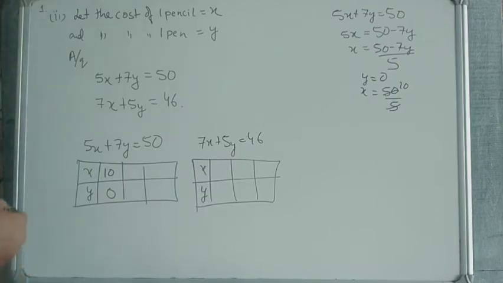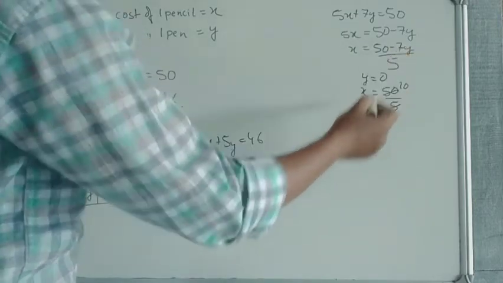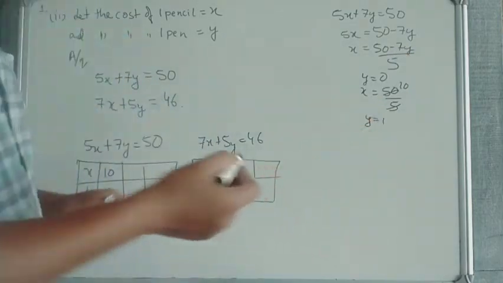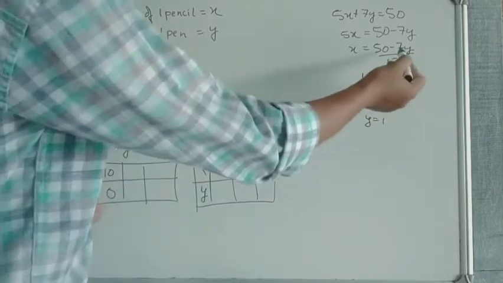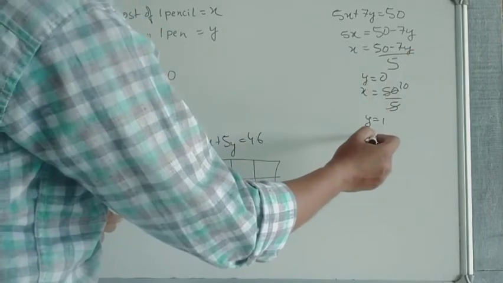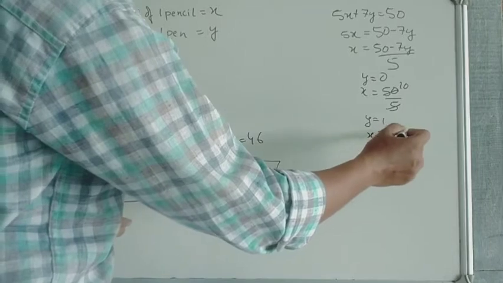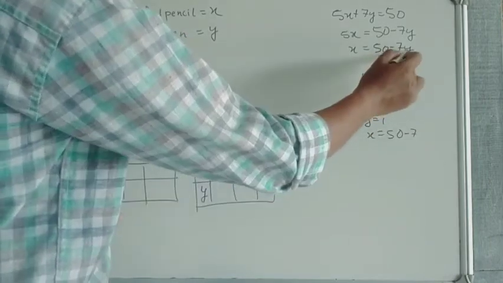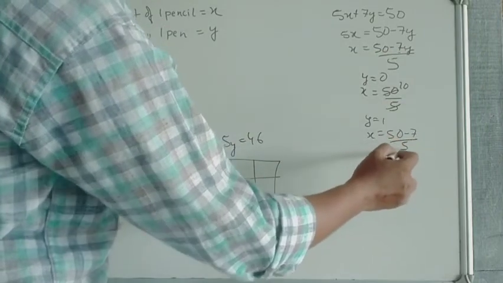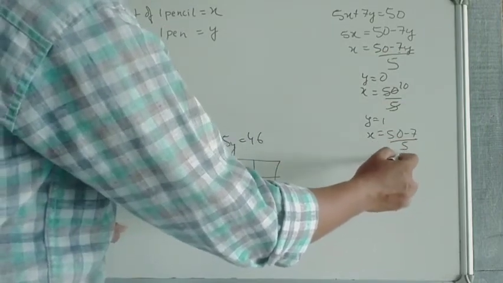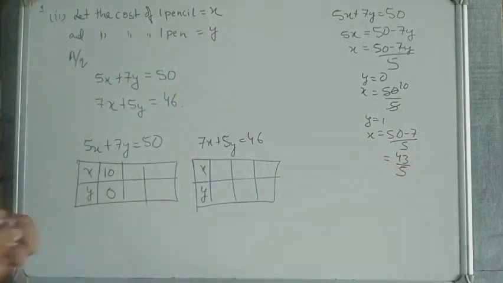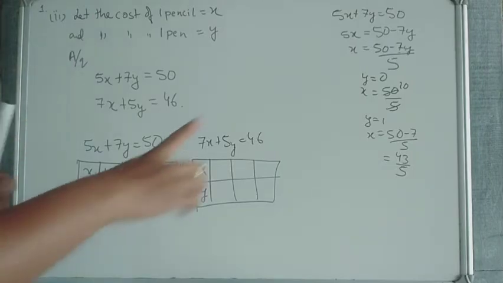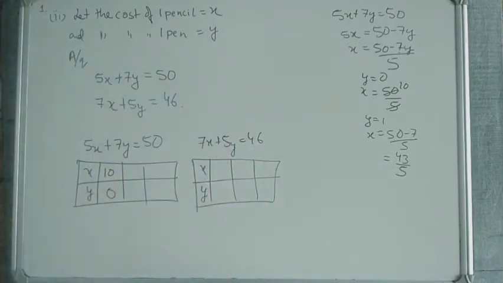Now the second value. If I say y is equal to 1, then x will be equal to 50 minus 7 into 1, that is 7 by 5, which gives me 43 by 5. Now 43 by 5 is very difficult to find, so we cannot take y equal to 0 or y equal to 1.